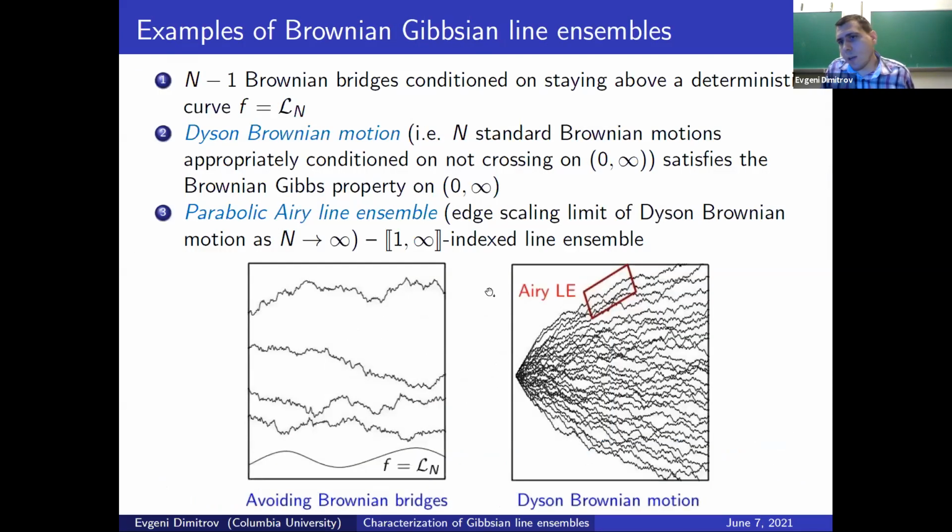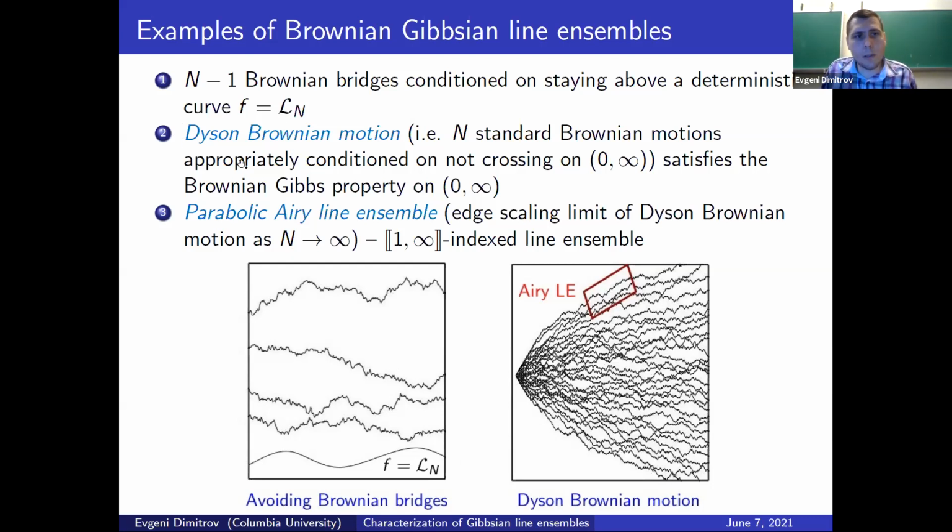So in this slide, I'll give you some examples of objects that satisfy the Brownian Gibbs property from the previous slide. And the first one is almost tautological. To construct an ensemble that has this property, you can fix some interval, let's say [0, 1], and fix some deterministic function little f, and then just sample n-1 Brownian bridges between some deterministic or random endpoints that are, again, independent but conditioned to avoid each other, and also the graph of this function. So that's an example of a Brownian Gibbsian line ensemble.